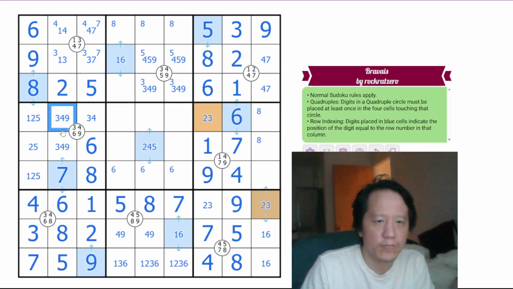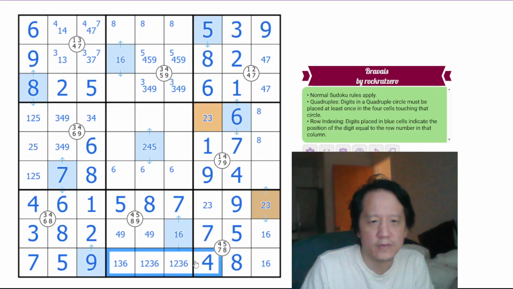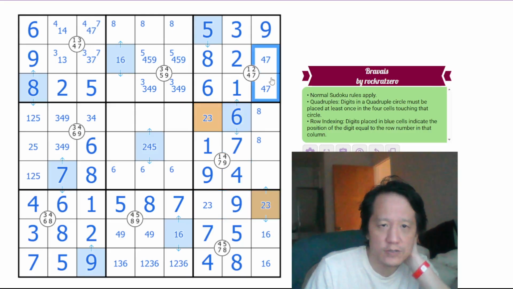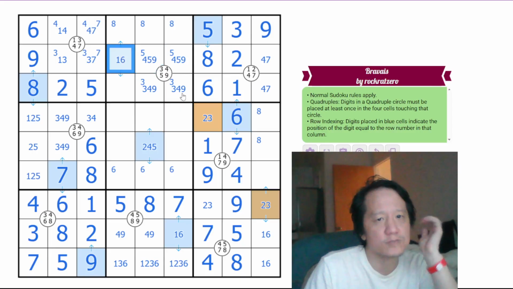All of these are kind of set. That's fine. We have 1 in the 5th position, which is true. This has 4 in the 6th position, which is true. We don't know where the 7 is. It's either in the 2nd or 3rd. This is 1 or 6.